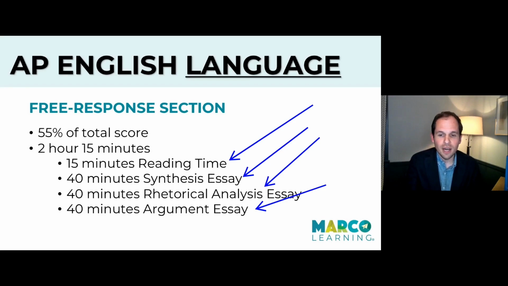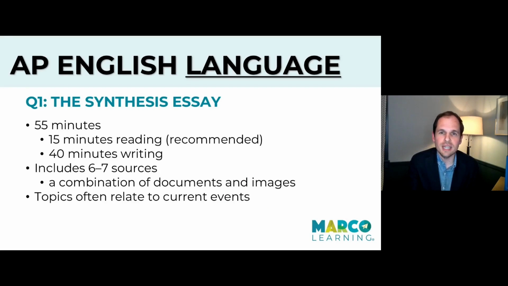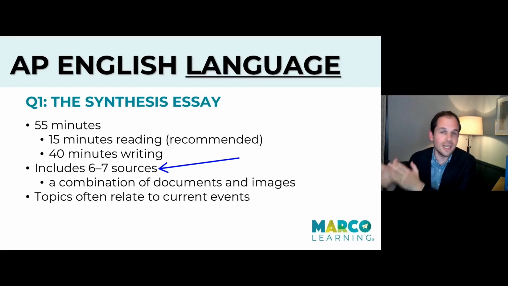So the way the first question works on synthesis, this is one of the most intricate essays you're going to be up against because you're reading 6 to 7 sources. So AP English Language, which we know as of now, by the way, the College Board has said that the 2021 AP exams will be the full 3-hour exam. So until we hear otherwise at Marco Learning, we're going to keep working on this assumption that the exam is the normal, usual exam. In some respects, it is kind of like a DBQ, a document-based question from AP US History.